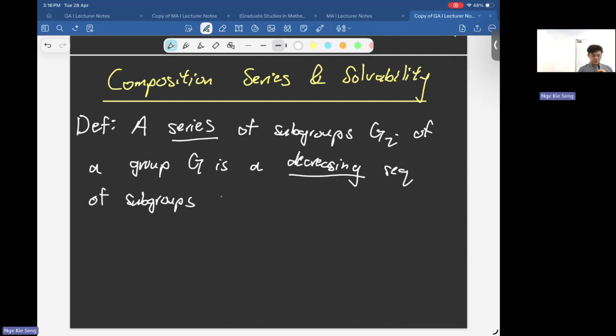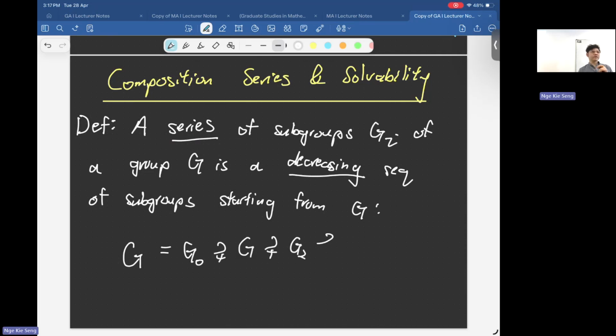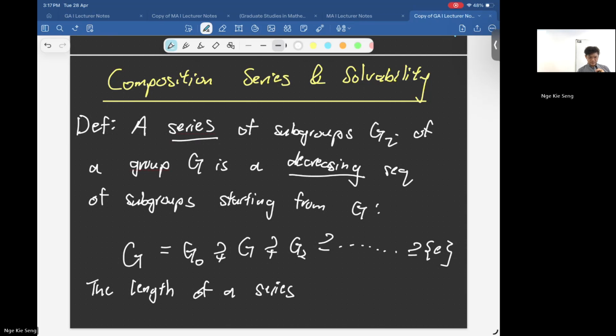It's like a Russian doll, you know, the Russian doll. You start with your big doll, and then you look at the subgroup inside it, and then inside the subgroup you can dig out more subgroups, and so on. It will stop, right? It should stop with the identity element. Now we can define the length of a series. Fix a series. We can talk about its length.